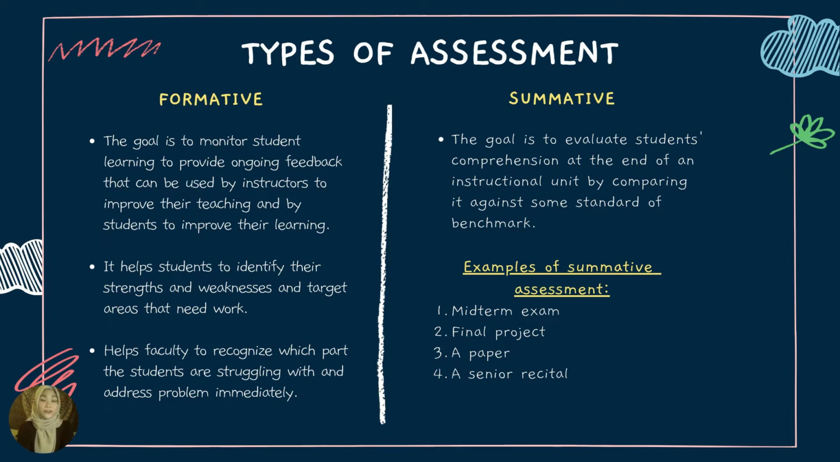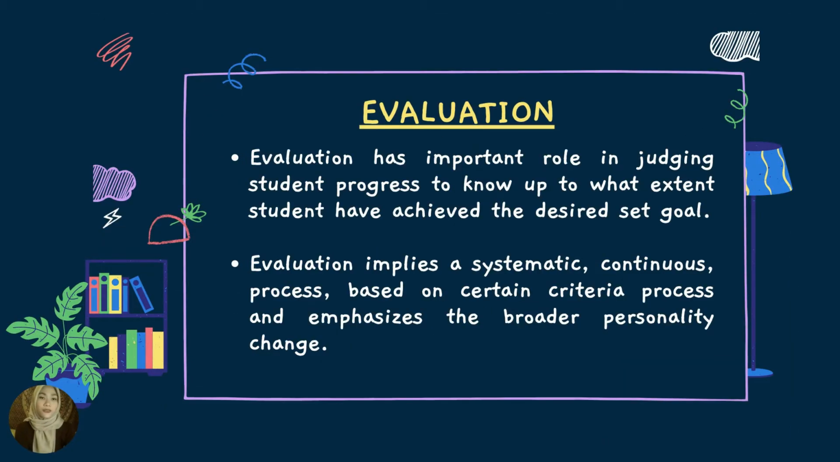So for the next type of assessment, we have summative. Okay, so for summative, the goal is to evaluate students' comprehension at the end of an instructional unit by comparing it against some standard or benchmark. So the examples of summative assessment, we have midterm exam, final project, a paper, and a senior recital. Okay, so evaluation has an important role in judging student progress to know up to what extent students have achieved the desired set goal.